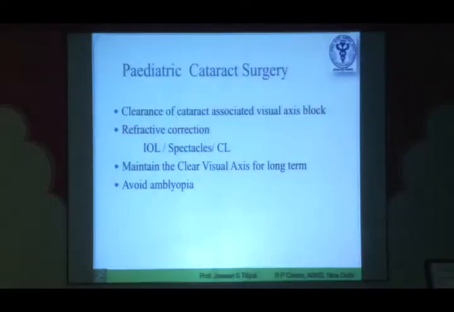Looking into pediatric cataract surgery, the first most important thing is to have a clearance of the visual axis on the table by doing a good surgery and maintaining the visual axis for a long time. I think that is the most crucial phase of rehabilitating pediatric patients. And to that, the optical rehabilitation is done with various methods, and one of them is intraocular lens implantation in these cases, because that is going to give a clear vision and you can avoid amblyopia in these patients.